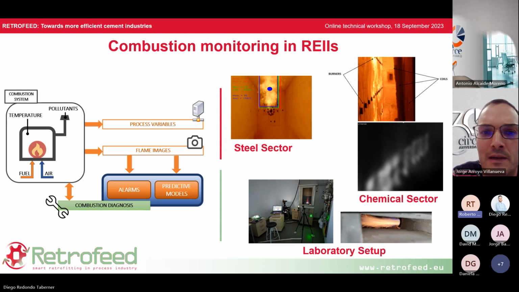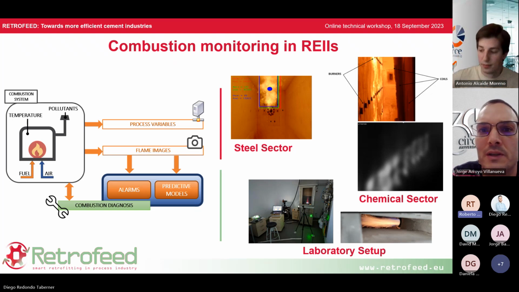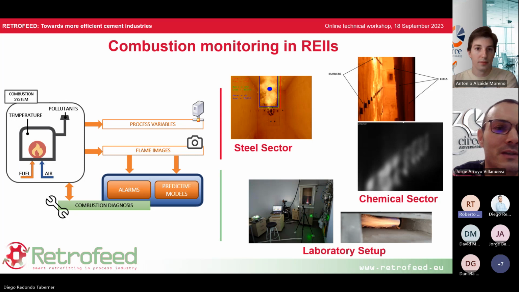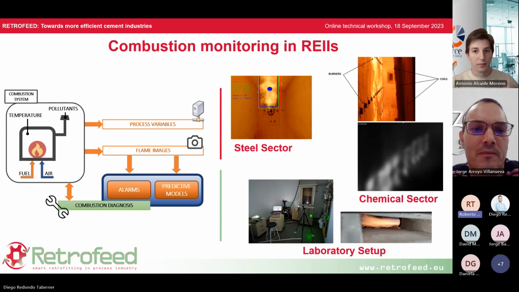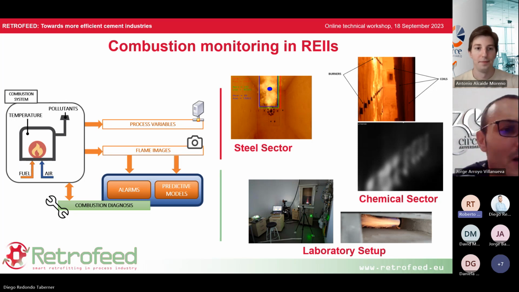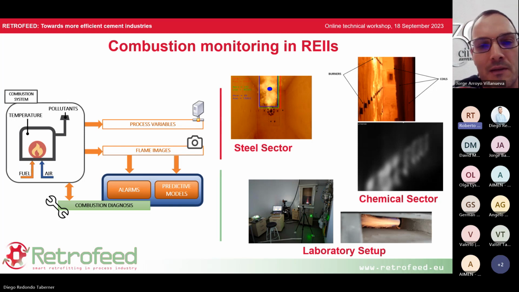First, an introduction to the combustion monitors in energy-intensive industries. A usual scheme is on the left of the slide, as you can see here. To develop a combustion monitoring diagnosis system, you need a combustion system with fuel and air, where some of the variables are important, like the temperature or the pollutants. Some of the process variables are measured.